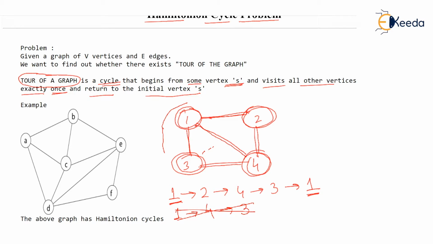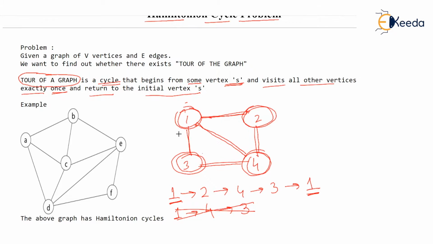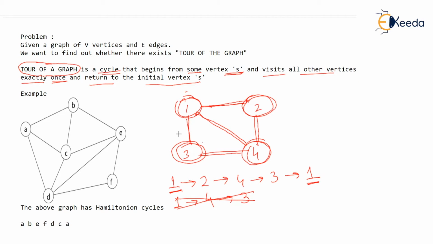But try another combination. For example, what if you start your Hamiltonian cycle from vertex number 3, then from 3, suppose you go to 4. From 4, you go to 2. From 2, you go to 1. And from 1, you come back to 3. So 3, 4, 2, 1, 3 is a Hamiltonian cycle.